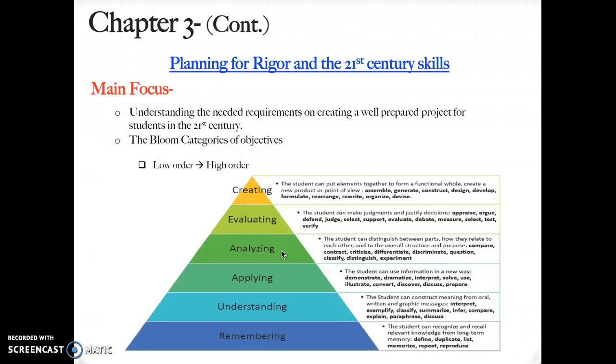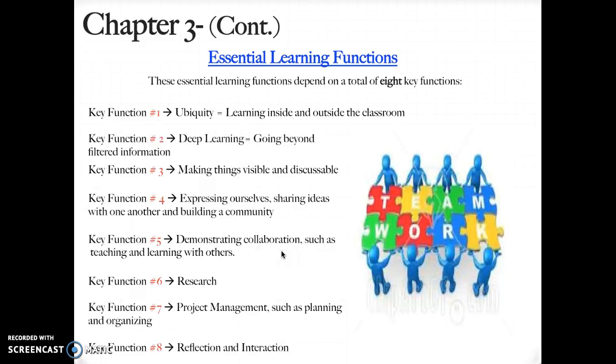We also apply. The student can use information in a new way, such as demonstrate, dramatize, interpret, solve, use, illustrate, convert, and prepare. And students understand, which means they can construct meaning from oral, written, and graphic messages, such as interpret, exemplify, classify, summarize, compare, explain, paraphrase, and discuss. And finally, remember. The student can recognize and recall relevant knowledge from long-term memory, such as define, duplicate, list, memorize, repeat, and reproduce.